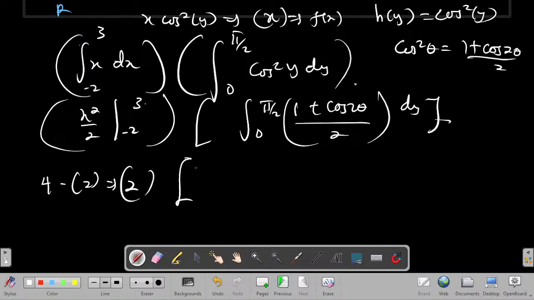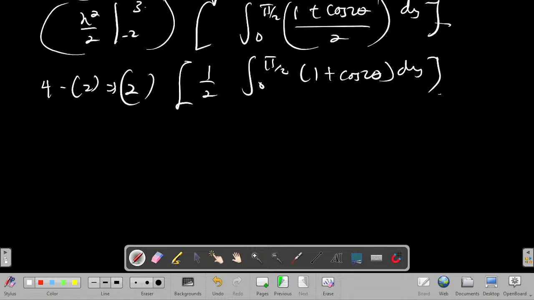So for this expression, what do I get? Now, I'll put my half here. Your 1 out of 2 should come out of the integral. Integral 0 to pi on 2, multiplying 1 plus cos 2y dy. This integral, we've done it before. I think I can even put the answer there straight away.